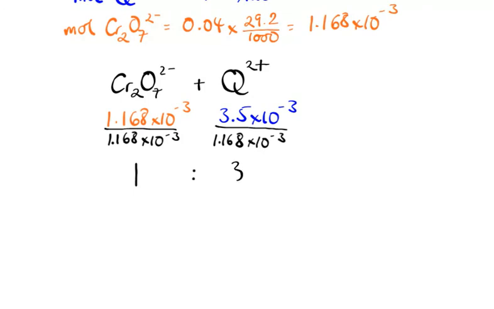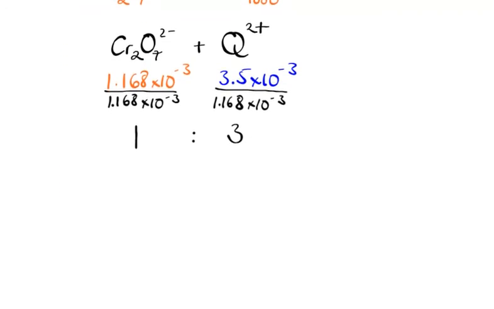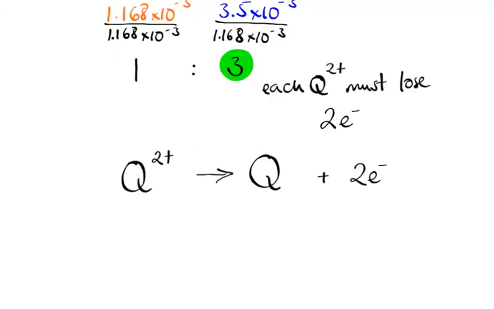Now let's go back to the dichromate half equation. Remember, that took place with an electron gain of 6, and if they're reacting in a 1:3 ratio, that means that each Q2+ ion must lose 2 electrons when they're reacting. So if we consider the half equation and it's losing 2 electrons, that means the oxidation state of Q will be +4 after the reaction.